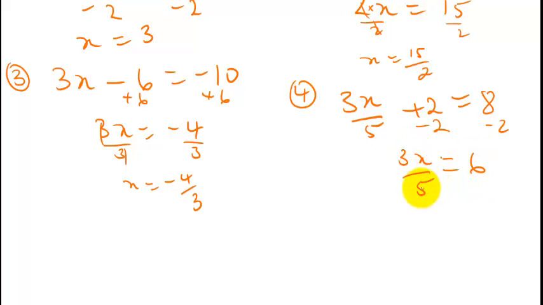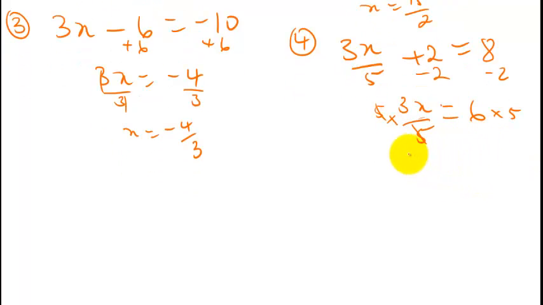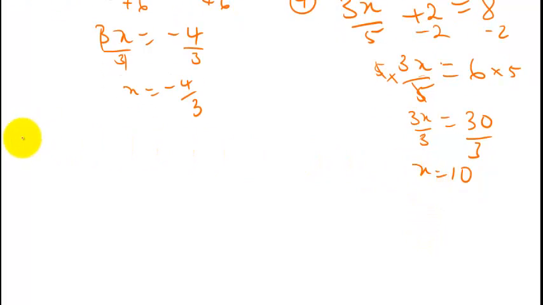Now what do I get rid of? The 3 or the 5? The 5. How? Times, because it's being divided by 5. How do I get rid of the 3 now? Divide, because it's being multiplied by 3. So you just do the opposites each time.